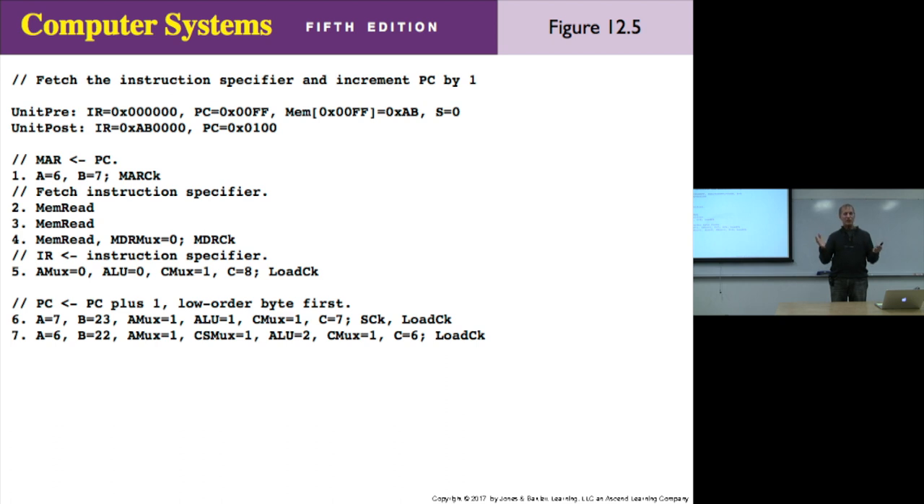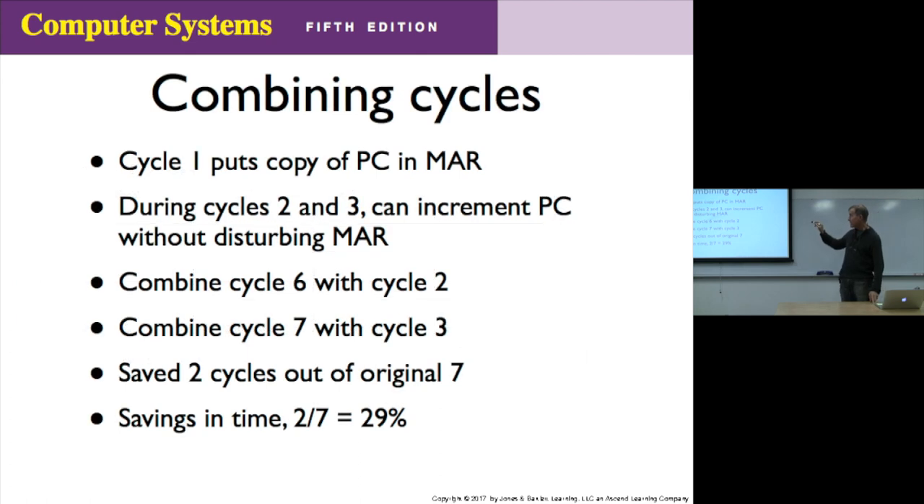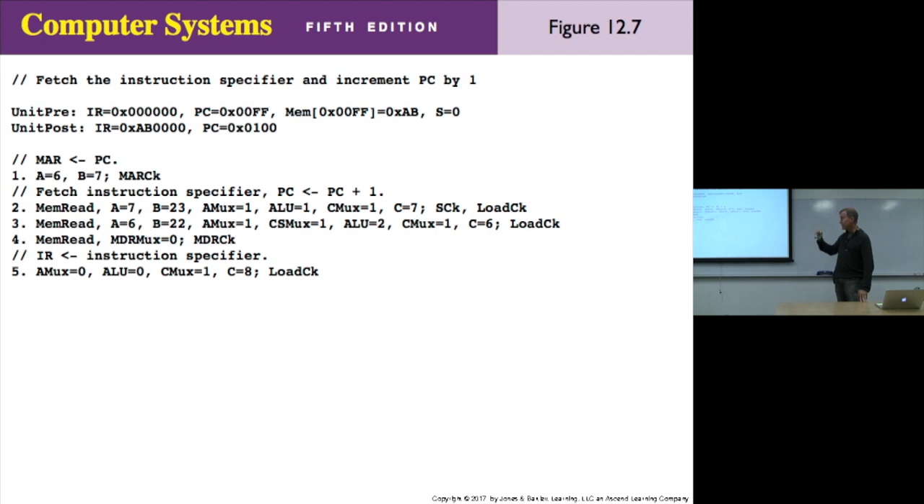We're not having to add hardware components to do this. With the hardware that we already have, we can run things in parallel, hardware parallelism. And so figure 12.6 shows the timing diagram of the load clock, the MAR clock, the MDR clock, and the memread signal. And then the next slide shows that we could combine those cycles. And then in figure 12.7, here they are combined, and now it only takes 5.